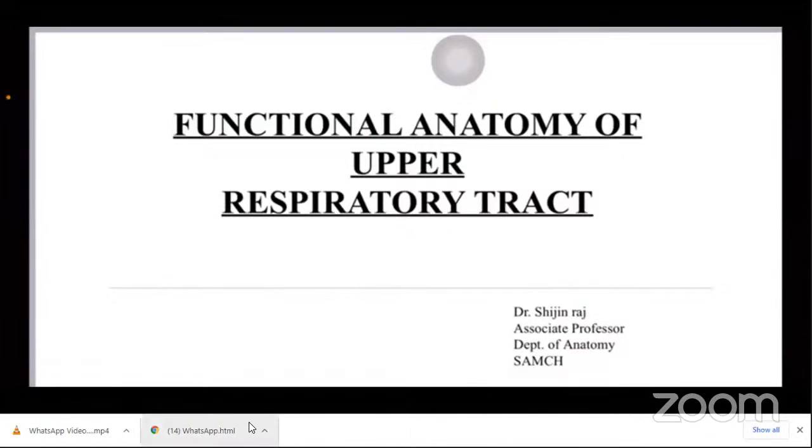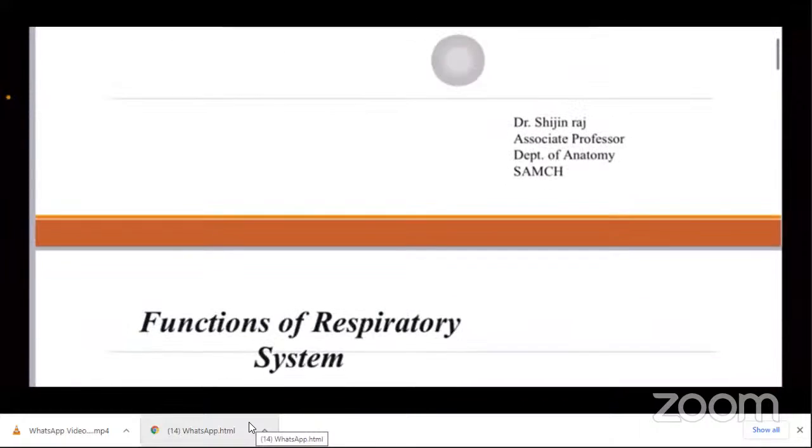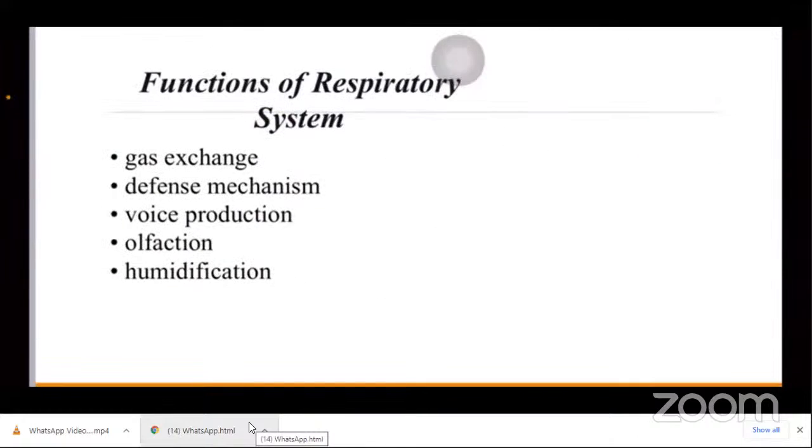So to begin with, let's find the functions of respiratory system. The first function is gas exchange. Here, as we all know, the gas which is taken inside through the nostrils finally reaches the alveoli located in the lungs, where the actual gas exchange takes place with the blood.